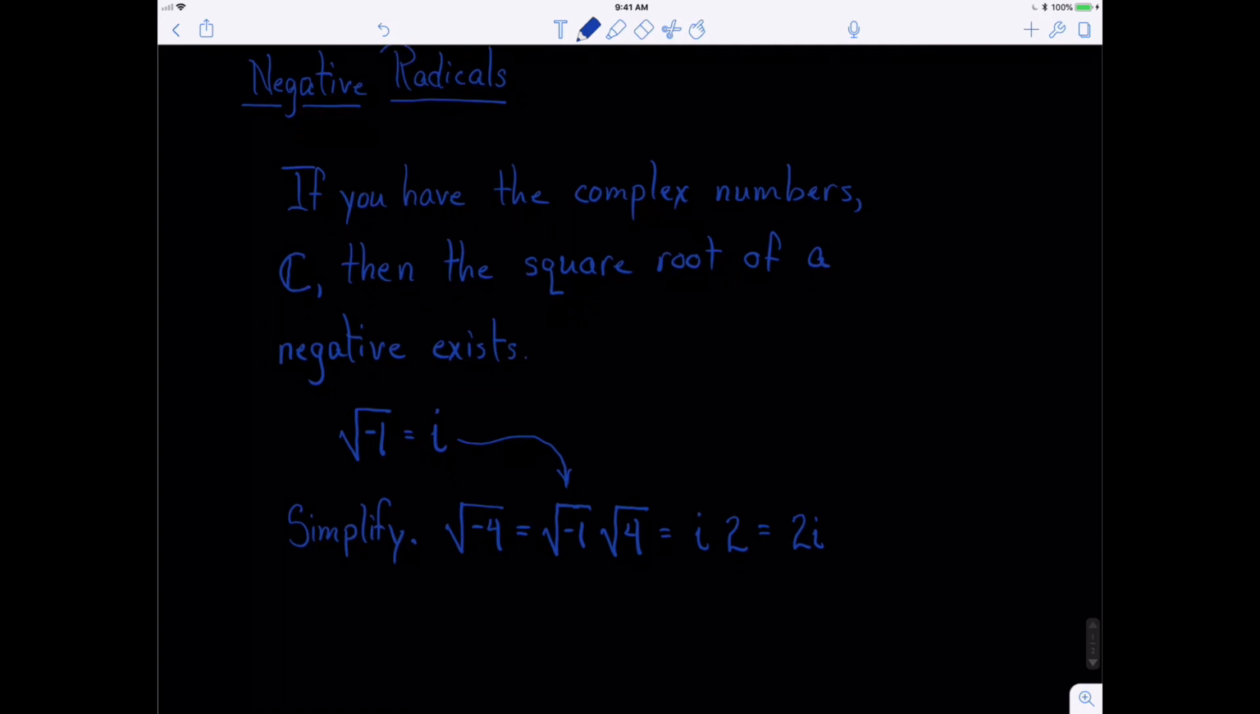Let's try one more while we're at it. How about, again, we're going to simplify the square root of negative 50. So let's start out the same way. First we have to deal with the square root of negative 1, and then we deal with the square root of 50. Well, let's do this.